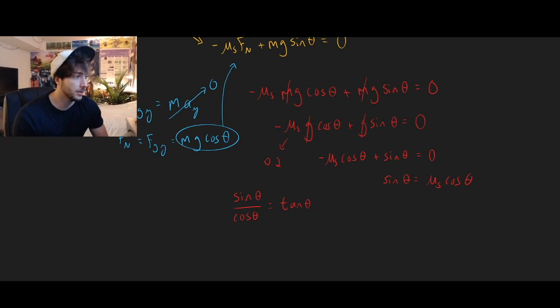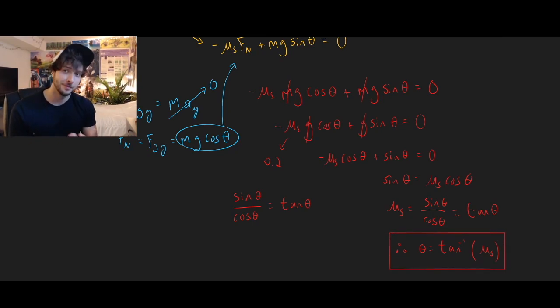So we may see here that we can write mu s as sine theta divided by cos theta, which is just the same thing as tan theta, and therefore theta is just the inverse tan, or the arctan, of the coefficient of static friction. So pretty complicated problem, but it's always satisfying when it reduces down to such a nice, simple form like that. All right, there's the solution.